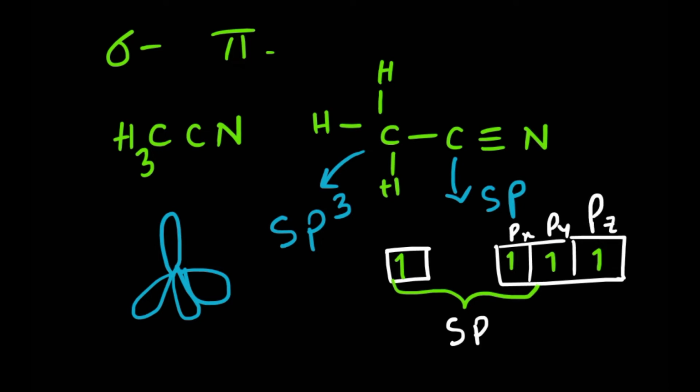The py and pz atomic orbitals present in this carbon atom form pi bonds with nitrogen, and the same happens in nitrogen, but here we are only discussing the carbon atom. These two bonds are formed due to overlapping between the py and pz atomic orbitals of carbon and the 2p atomic orbitals of nitrogen. So it is sp hybridized. Let us take another example.